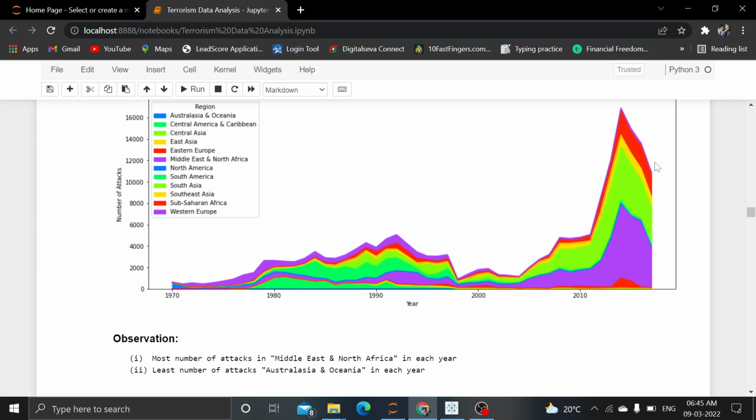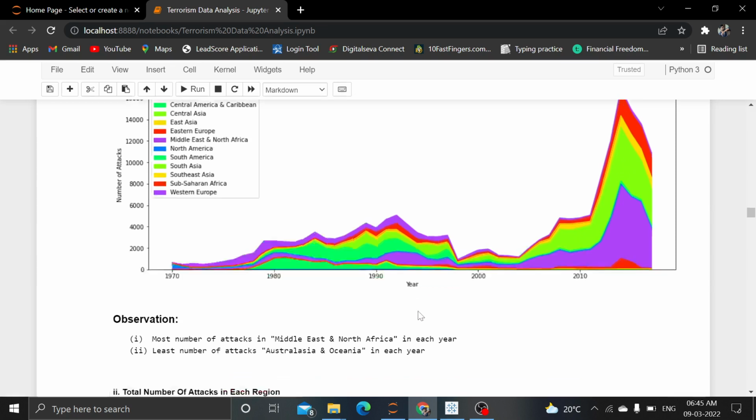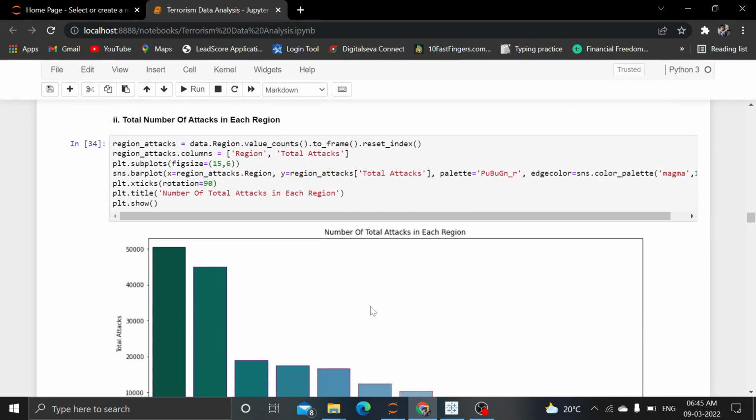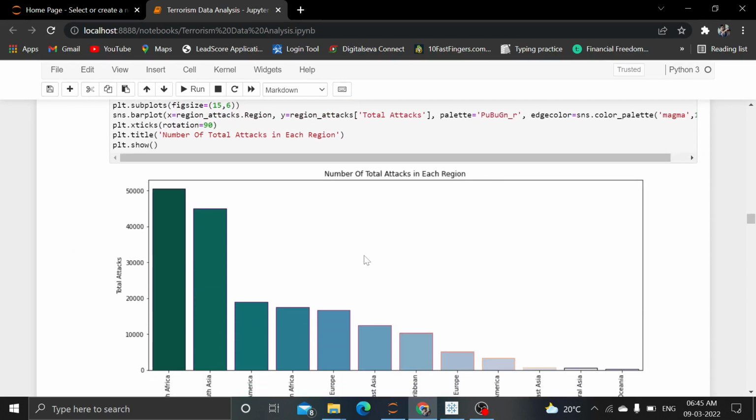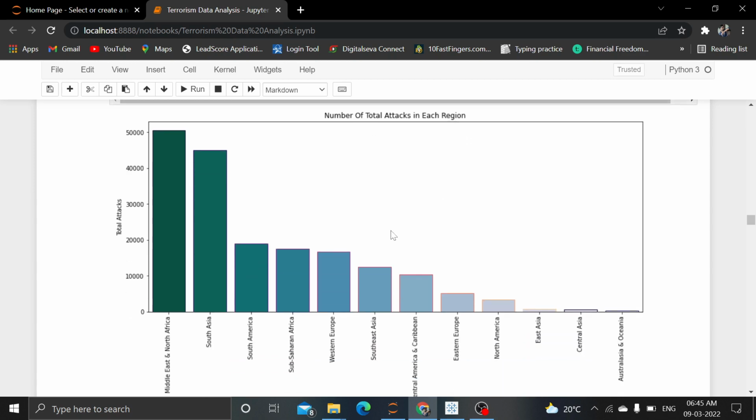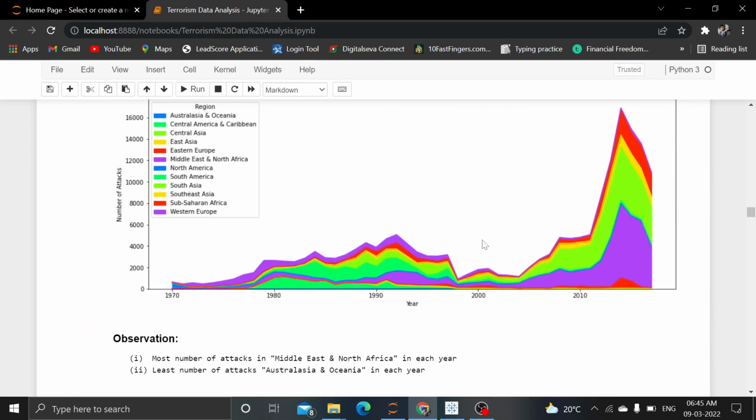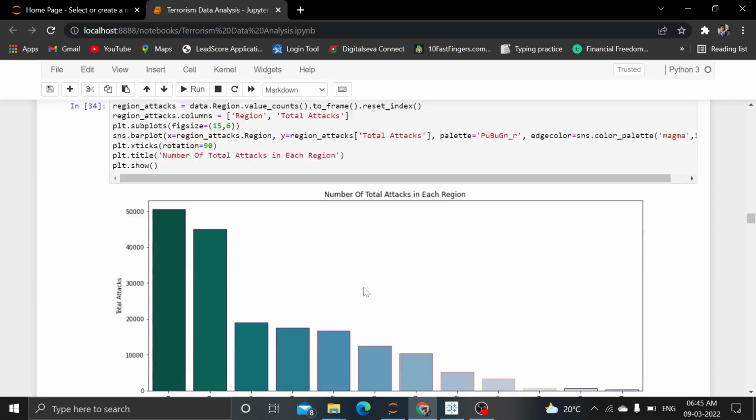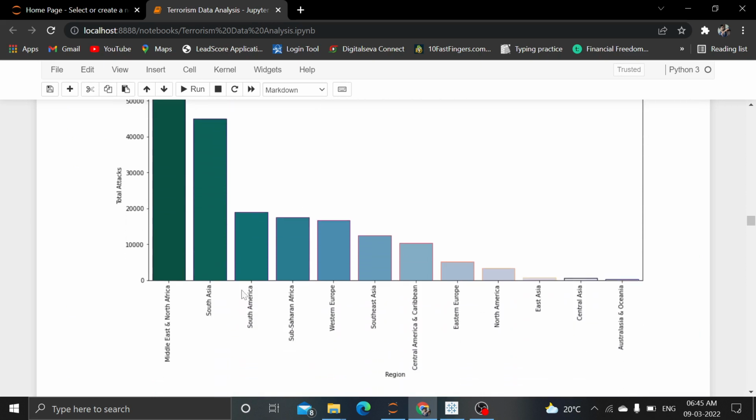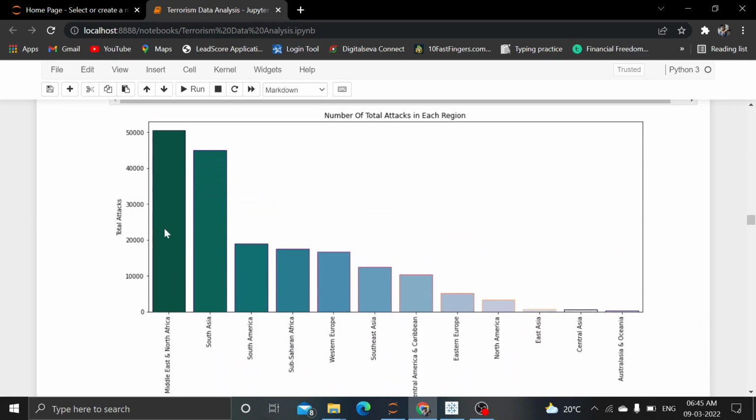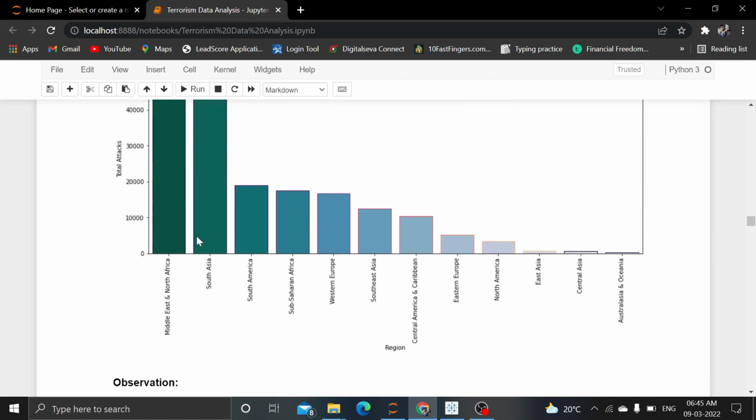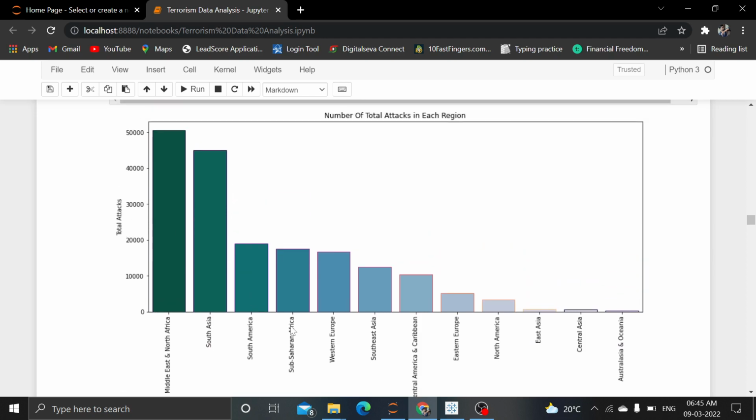From the year 2010 it went up. This plot tells us about the number of total attacks in each region. This is the area chart, and this is the bar chart. All are the same. You can see that in the Middle East, the number of terrorist activities is higher. Then second place is South Asia, third place South America.